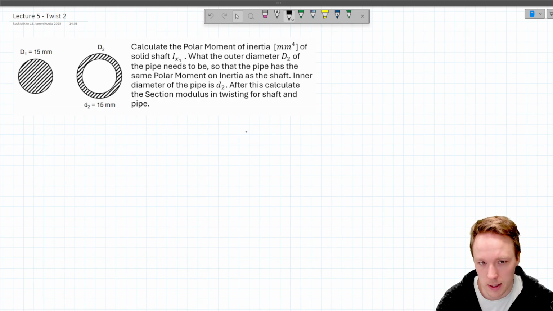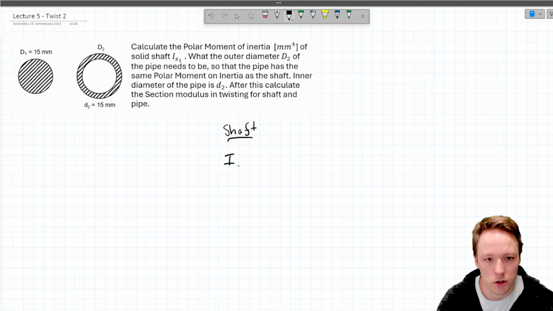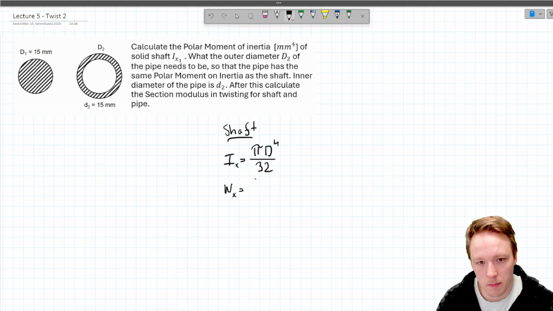So firstly, for a solid shaft, the polar moment of inertia or second moment of inertia Ix is pi times d to the power of 4 divided by 32. Wx would be pi times d to the power of 3 divided by 16.